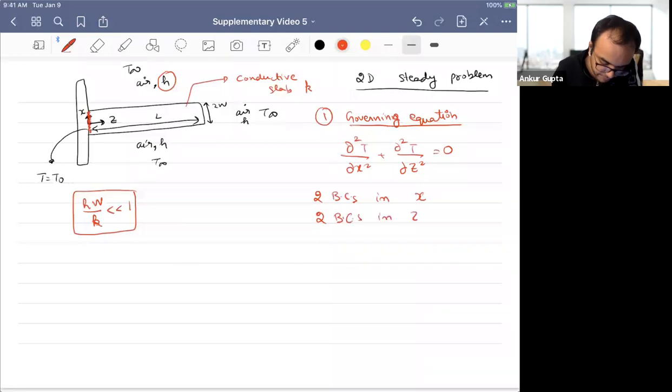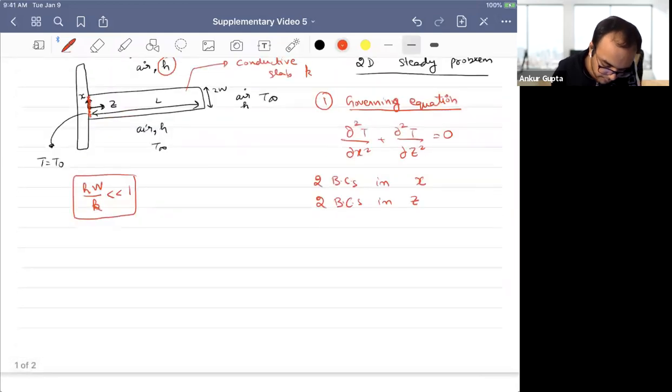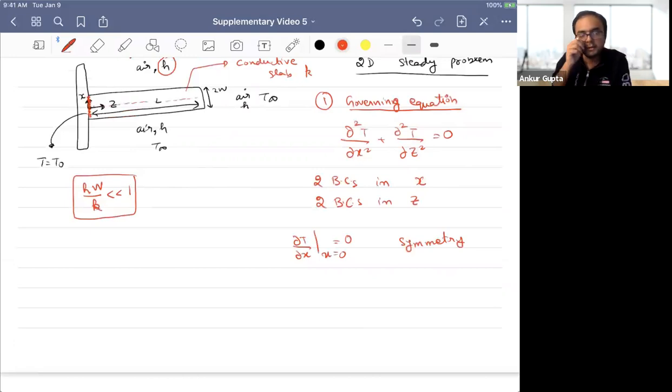So we said simply that del T by del x at x equal to 0 is 0 because of symmetry. I hope you remember this from the lecture, that this plane here, x equal to 0, has symmetry about it, because you cannot differentiate between whether it's the top portion or the bottom portion. It's basically the same. You can reverse them and the problem will still remain the same.